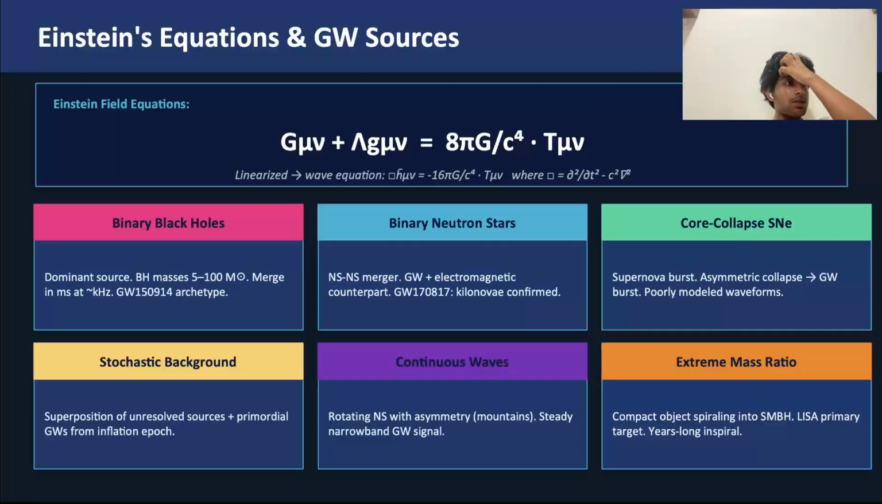Other sources that we would predict, which would help in prediction, are supernovae, extreme mass ratio inspirals, and so on.